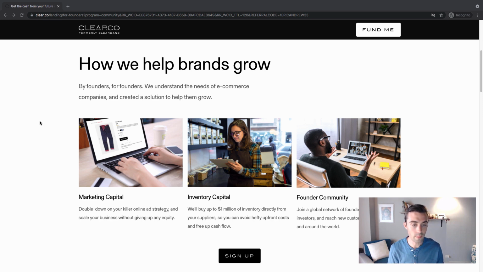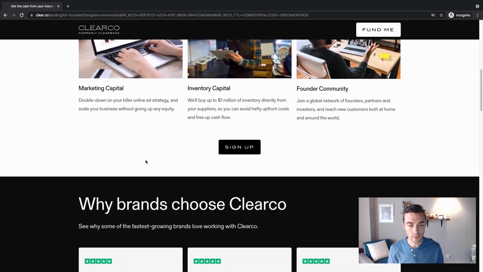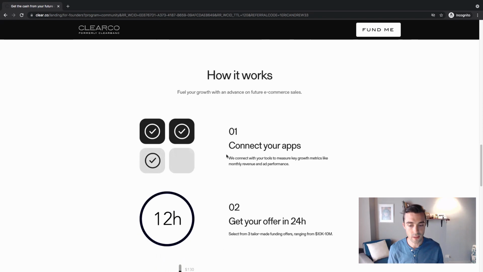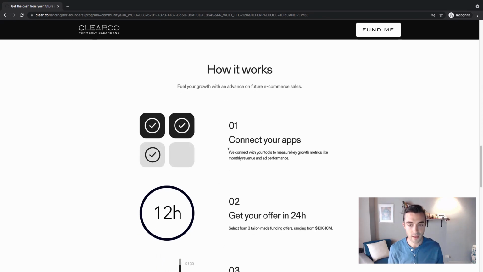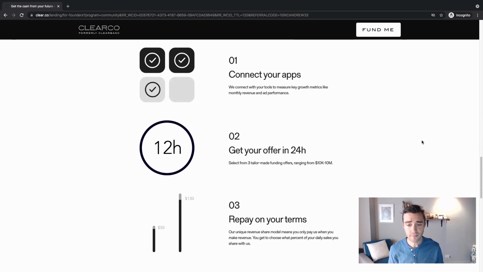And the way you apply, it's pretty easy. So marketing capital, inventory capital, you basically just connect your apps. You connect your Shopify and whatever, and they give you an offer in 24 hours. And they fund you within 3 to 5 days, and then you just figure out a flexible way to pay it back.